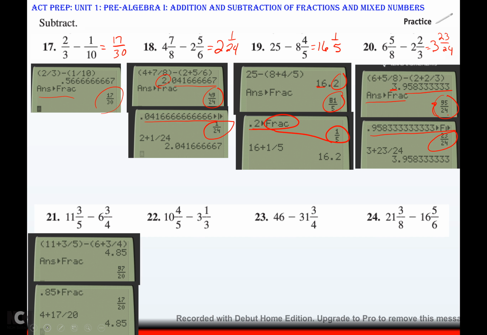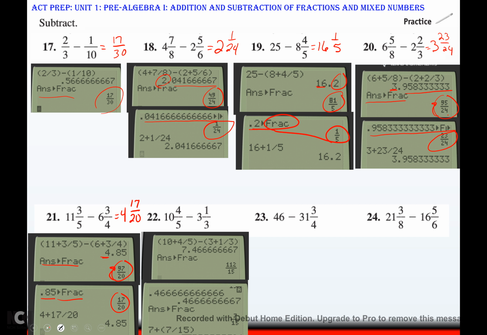21, type it in, 11 plus 3/5 minus 6 3/4, you get 4.85. Math enter it is improper, but this says 20 goes into 97 4 whole times. Take the 0.85 and math enter it, and you get 17 over 20. So my answer is 4 17/20.